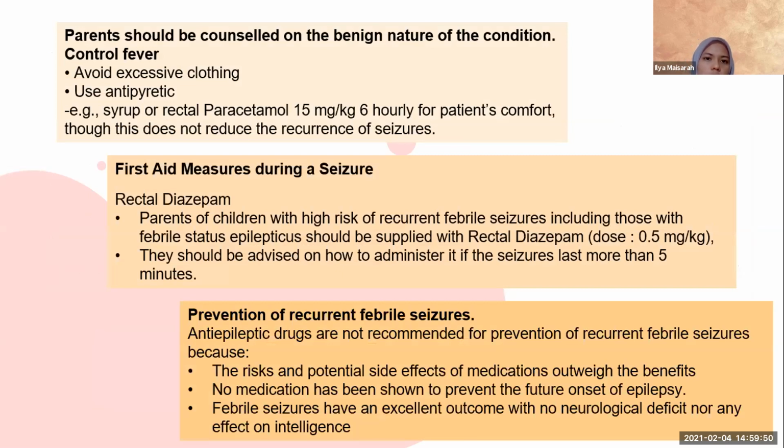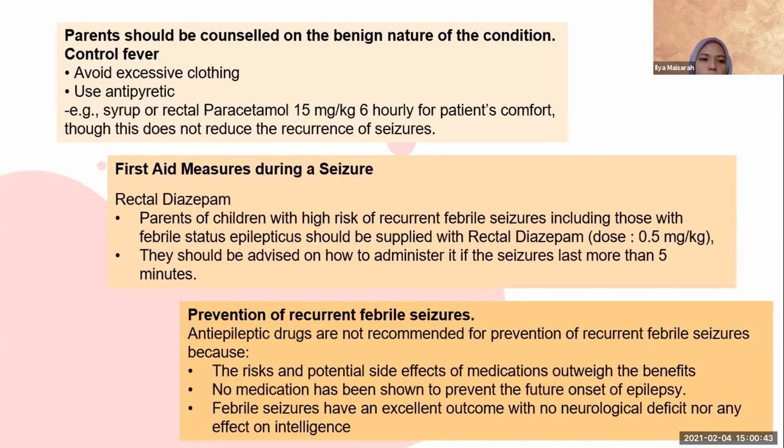Next, we should counsel the parents on the benign nature of the condition so that they will not worry too much about it. We can advise the parents on how to control the fever by, for example, avoiding excessive clothing to reduce the temperature, or using an antipyretic such as syrup or rectal paracetamol for the patient's comfort. However, the parents should know that controlling the fever does not mean it will reduce the recurrence of seizure. Next, we can teach the parents how to do first aid measures during the seizure, especially for children at high risk of recurrent febrile seizure, and also children with febrile status epilepticus.